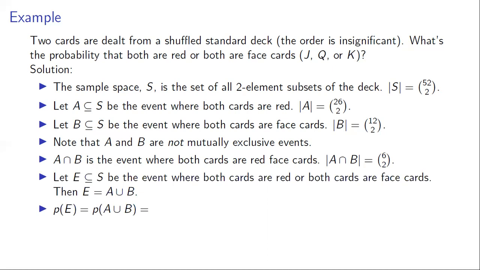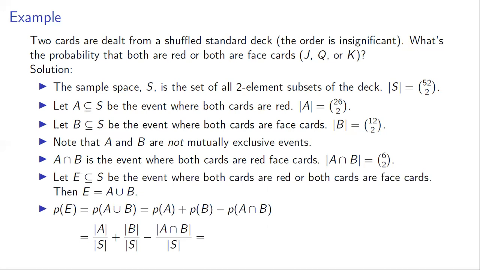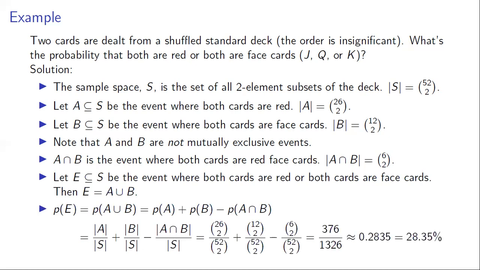Probability of E is equal to probability of A union B, which is, according to our formula, probability of A plus probability of B minus probability of A intersected with B. So this is cardinality of A divided by cardinality of S, that's for probability of A, and then we add probability of B, and then we subtract probability of A intersected with B. We have all these numbers already, we just need to plug them in, and we get approximately 28%.